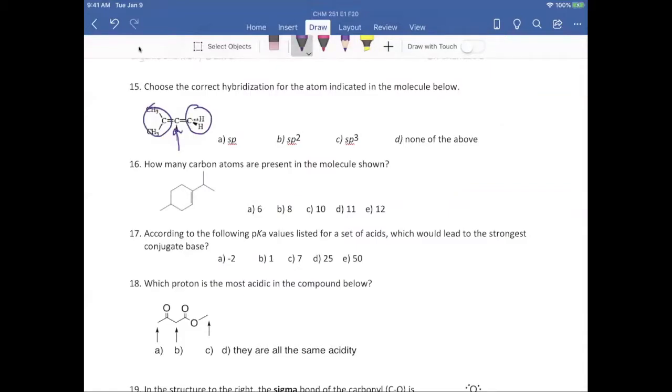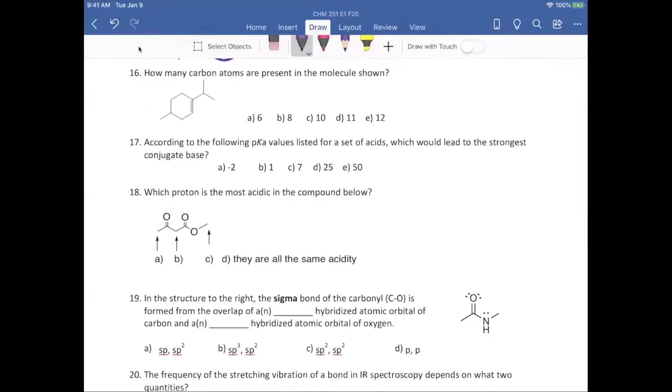So we have 2 things coming off of it. So that would be sp. How many carbon atoms are present in the molecule shown? We have 1, 2, 3, 4, 5, 6, 7, 8, 9, 10. The correct answer is C10.